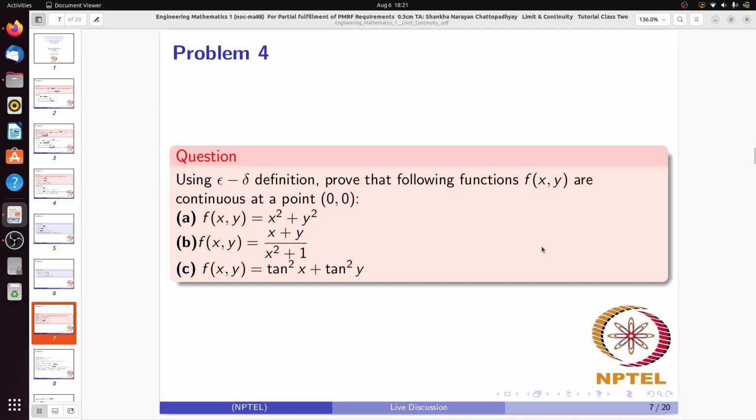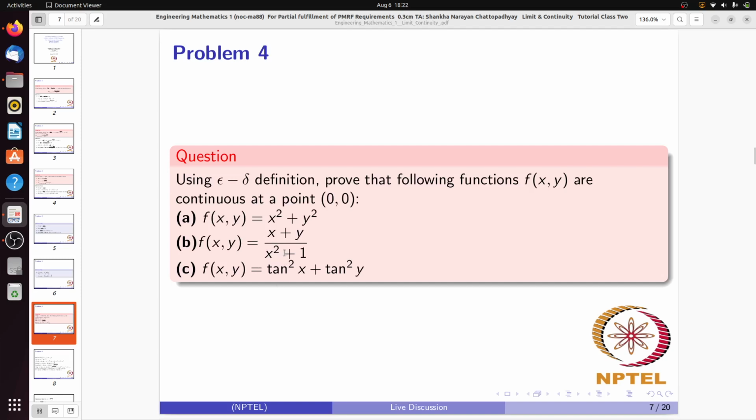See, x square plus y square is a very nice function because it is a polynomial function. (x plus y) by (x square plus 1) is also a very nice function. Though it has a denominator part, x square plus 1 can never be 0 in R2 itself. When does x square plus 1 vanish? Only when x square plus 1 equals 0, which implies x equals plus minus i. And plus minus i does not belong to R2. So we will not get any point (x, y) such that x square plus 1 vanishes.